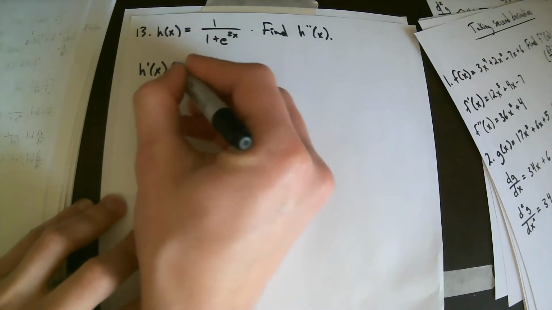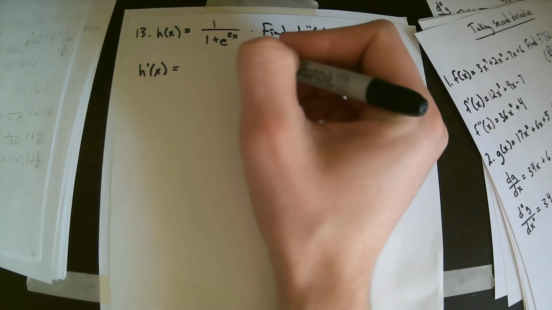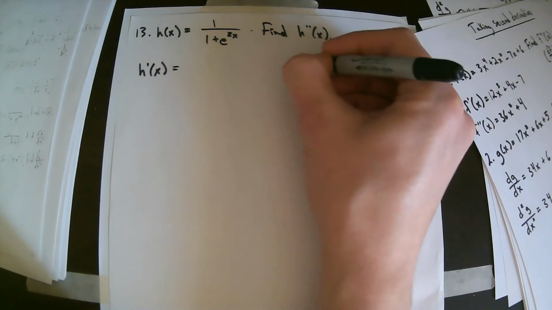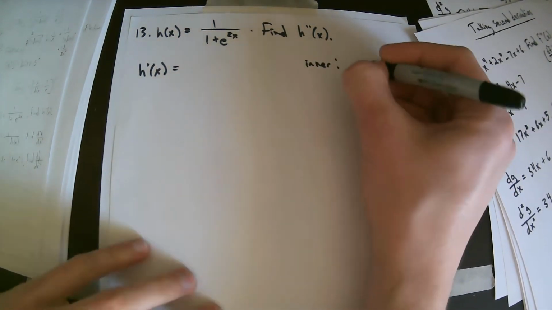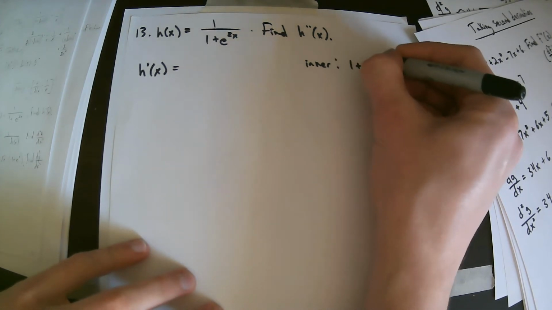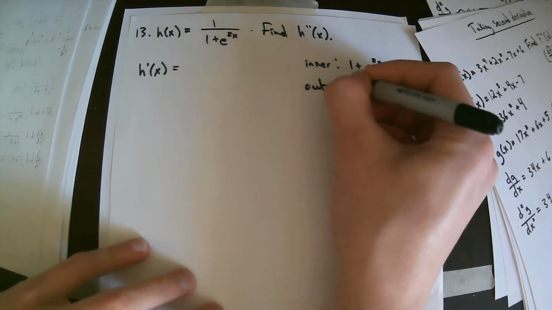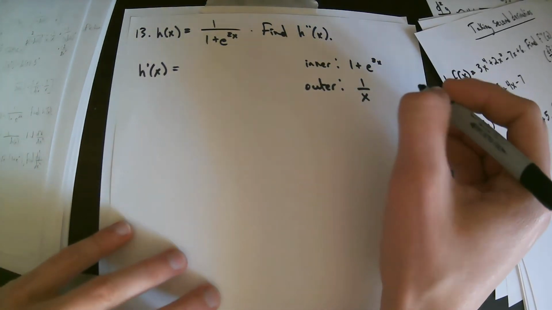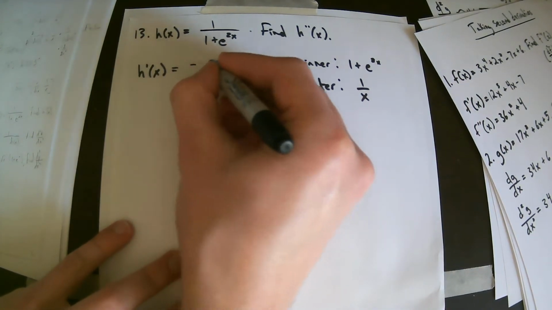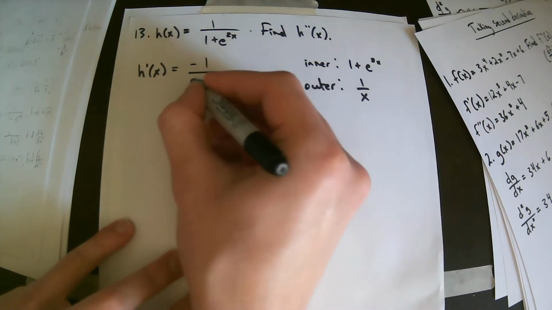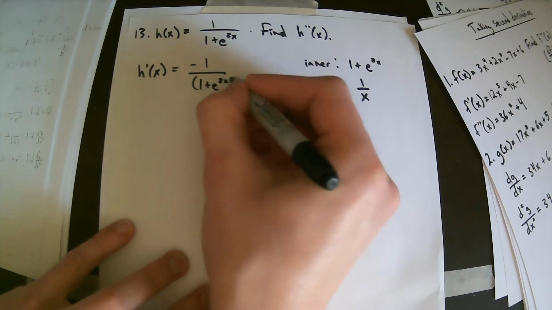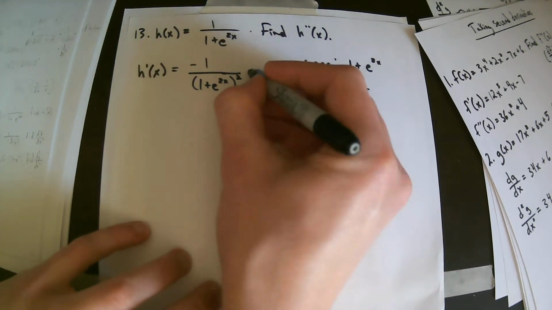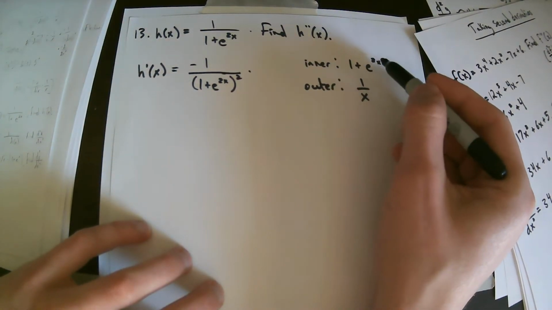Now we have a quotient here. But there's no function of x on the top, so we can just treat this like a chain rule, where the inner function is going to be the 1 plus e to the 2x, and the outer function is going to be 1 over x. So the derivative of the outer function is going to be negative 1 over x squared, but x is 1 plus e to the 2x, so all squared. That's the derivative of the outer with respect to the inner. And then times 1 plus e to the 2x.